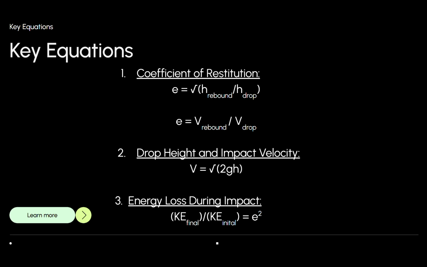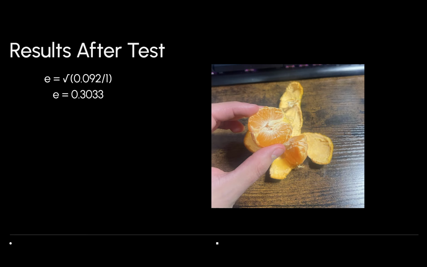And here as an extra, I just show the results after the test. Using the data that I collected from my drop height, I got the E value of 0.3033. So although not perfect, it's still really good. And obviously to test it out, I ate the orange and it was still really good, showing that although it's a theoretical example and prediction, it's pretty accurate when it comes to real life implementation.